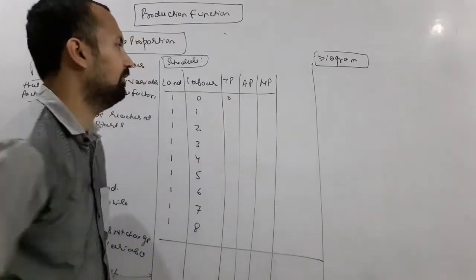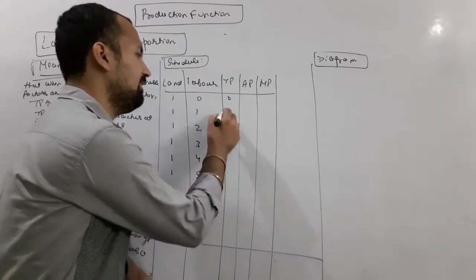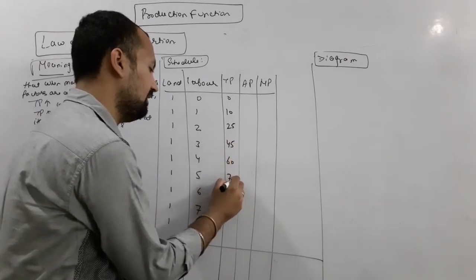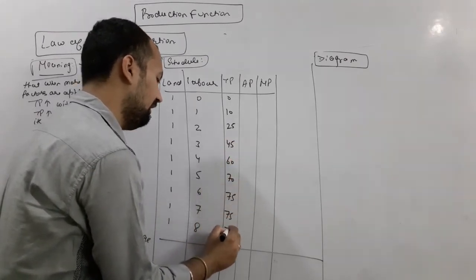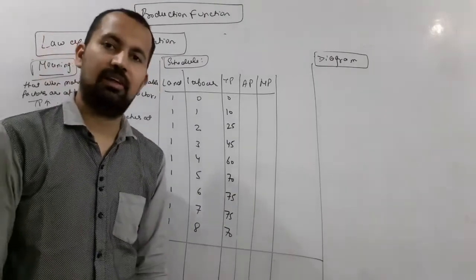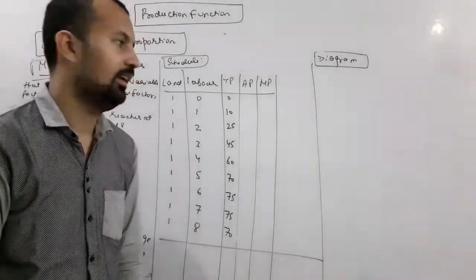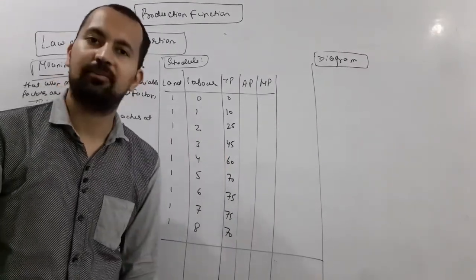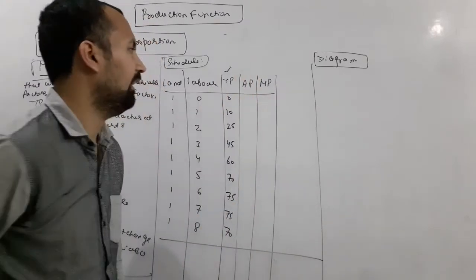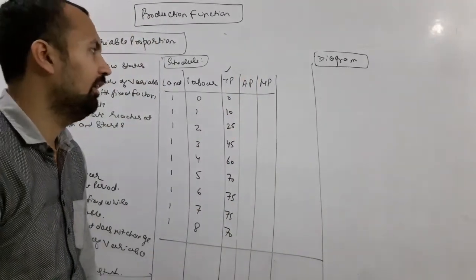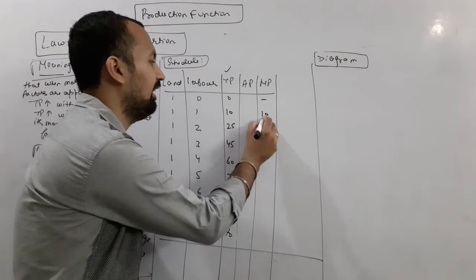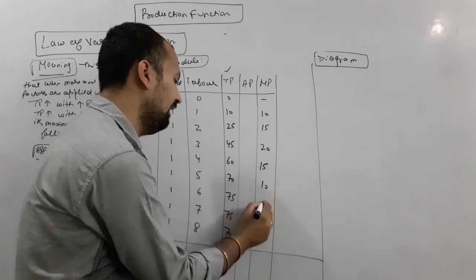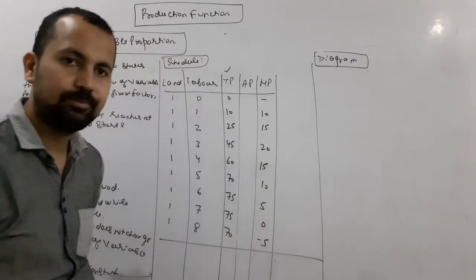First one is 0, then 10, 25, 45, 60, 70, 75, 75, 70. This I have already learned. AP I am able to find out with these values. MP: first dash, next 10, next 15, next 20, next 15, next 10, next 5, 0, minus 5.